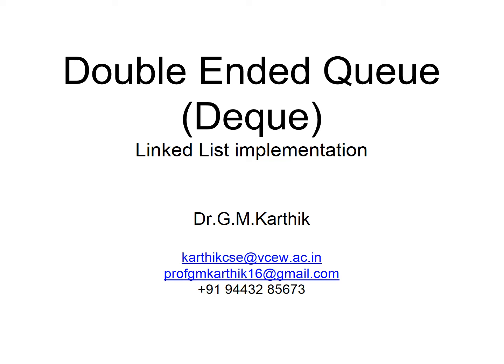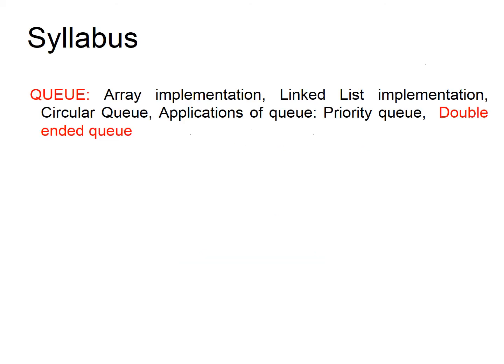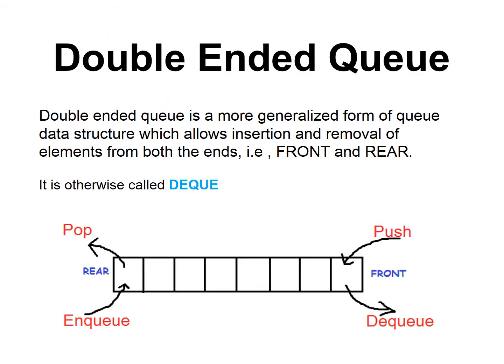The topic is double-ended queue, DQ, which is implemented using linked list implementation. So we are going to see the application of queue. Today is double-ended queue, which is otherwise called DQ.